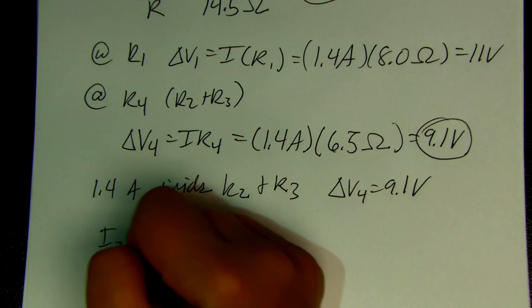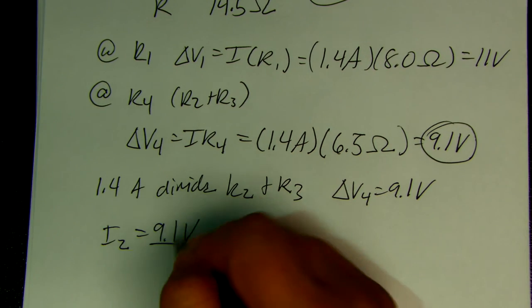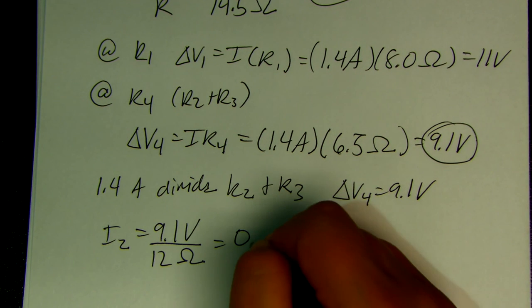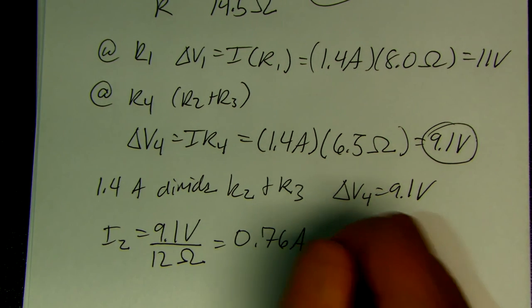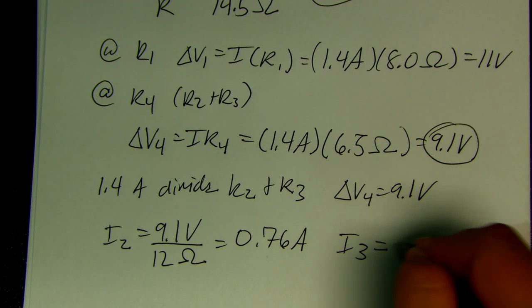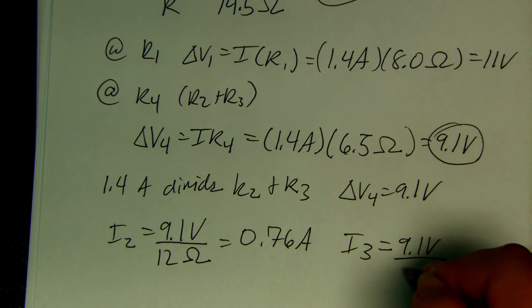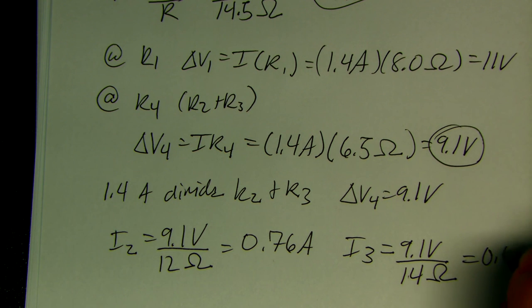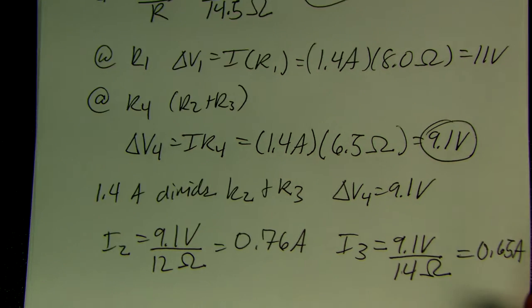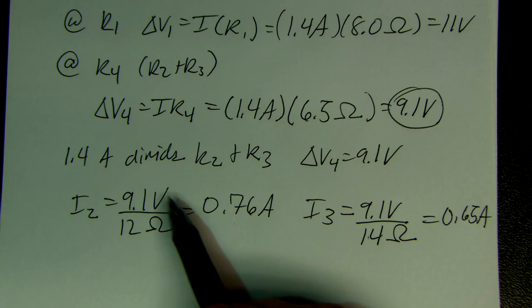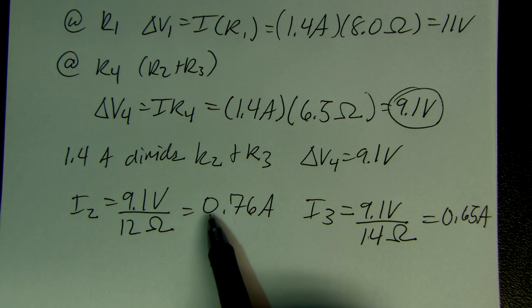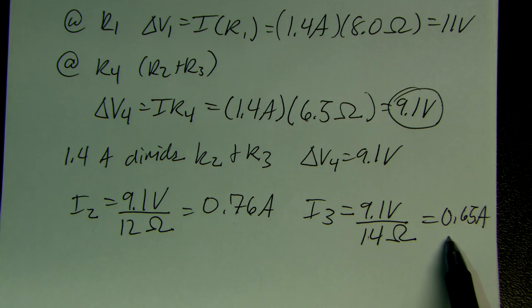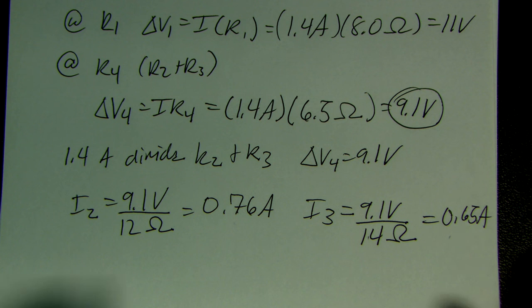So then you get I2 is equal to 9.1 volts over 12 ohms, which is equal to 0.76 amps. And I3 is equal to 9.1 volts over 14 ohms, which is equal to 0.65 amps. So in this case, the section with the lower resistance got more current, and the one with higher resistance got a little bit less, which makes sense. So that is how you approach doing a circuit analysis for a series parallel circuit.